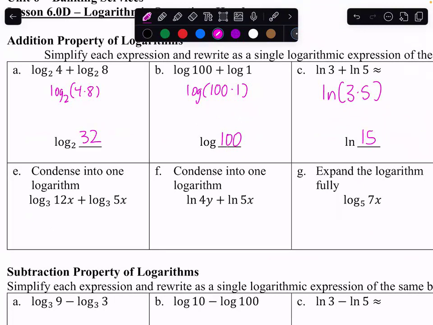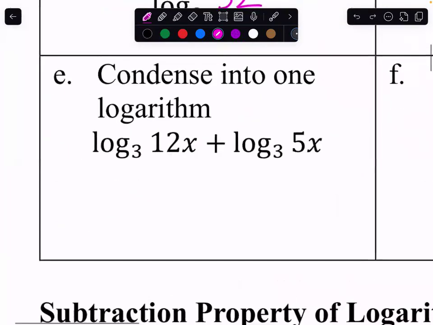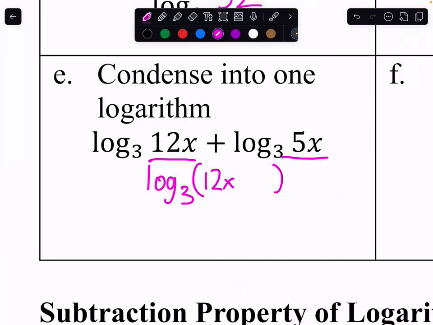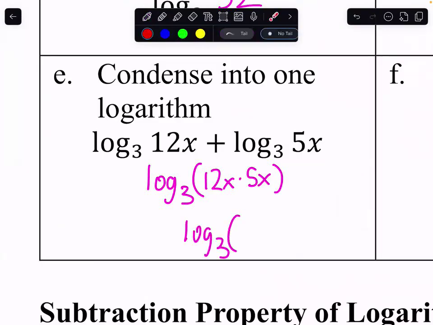Okay, so the same thing applies even if variables are involved. So if we look down to part E over here, we want to combine these two together. So we're going to multiply together this argument times that argument. Okay, so when you multiply these, you just multiply the coefficients together. 12 times 5 is 60. And then x times x is x squared.